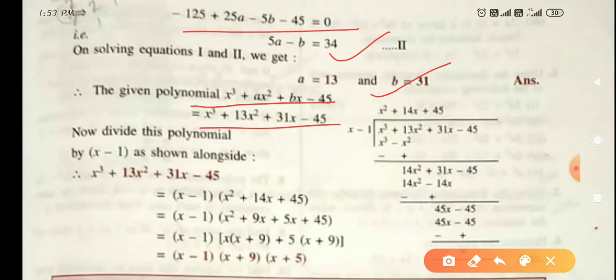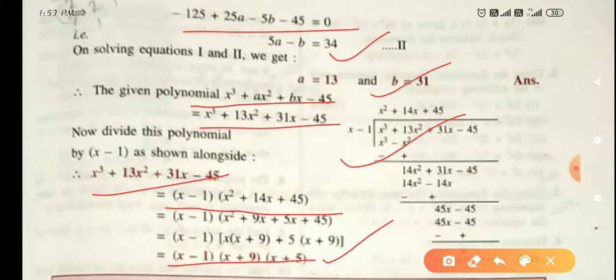Now there are two factors already given, which you have already proved in the example. So by one factor you can divide it. So by x minus 1 you are dividing, and after that you apply the division algorithm. So polynomial equals divisor into quotient plus remainder, and the remainder is 0. Now you can factorize as I told you in the previous example. So finally you can get the answer x minus 1, x plus 9 and x plus 5. These are the three factors of the cubic polynomial.